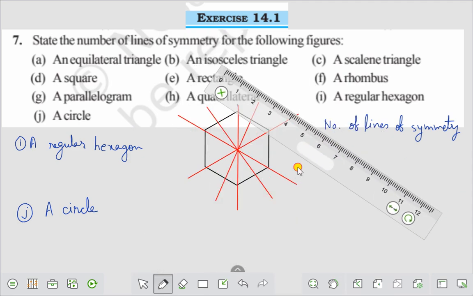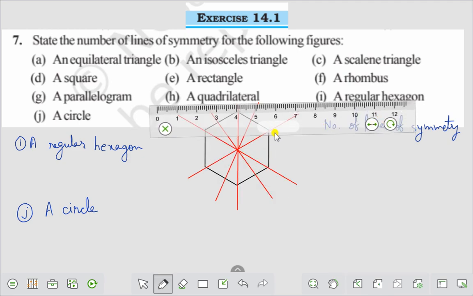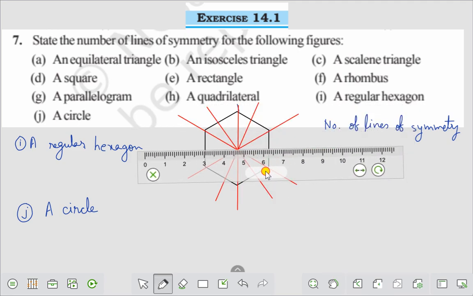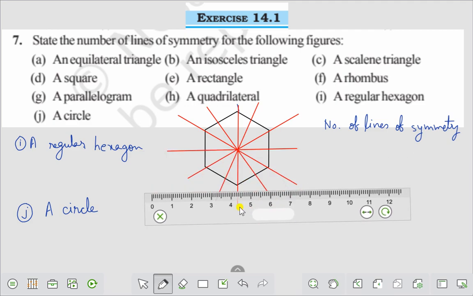And in this case there are 6 lines of symmetry. Here you see this is another line of symmetry at this one, and we are getting actually there are 6 lines of symmetry. That means the number of lines of symmetry is 6, right? Now if we take a circle, what will happen?